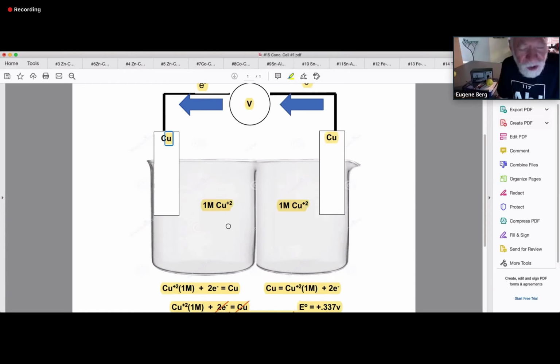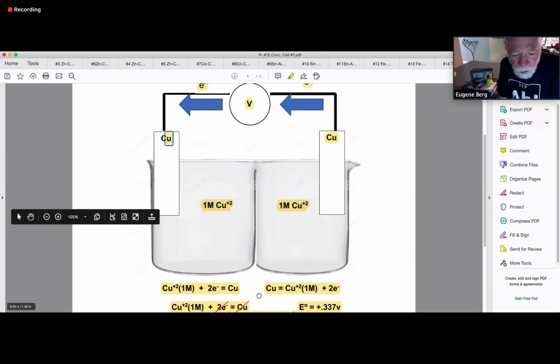Okay. Now let's say, for the sake of argument, that the right-hand copper is the one that's going to give off the electrons. So notice I've got the blue arrows going from right to left. So let's just use that for sake of argument for the moment. Okay. Now, if that's the case, let's look at the 2 half reactions that take place.